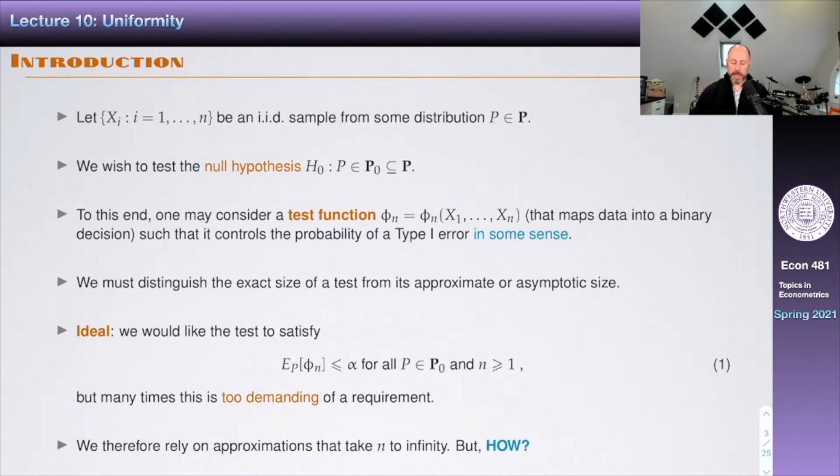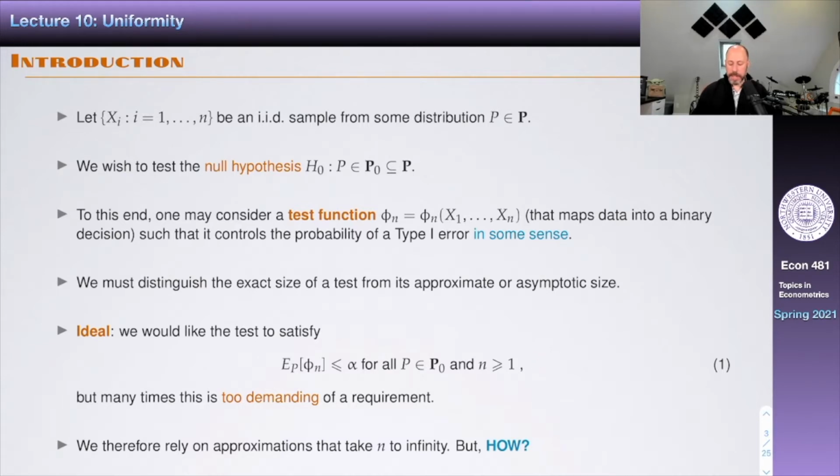Ideally, we would like our test to satisfy this condition that I have here in this equation number 1, which is the expected value of the test, which is no other than the probability that the test is equal to 1, is less than alpha for any distribution that satisfies the null hypothesis and any sample size. But as I wrote here, many times this is too demanding of a requirement. By that I mean, 1, if you want to find a test that satisfies this property, it may be too difficult to construct. 2, if you have a test already that has some reasonable rule that you got from somewhere else, it is typically the case that you will not be able to show that this holds. And in particular, you can show perhaps that this doesn't hold.